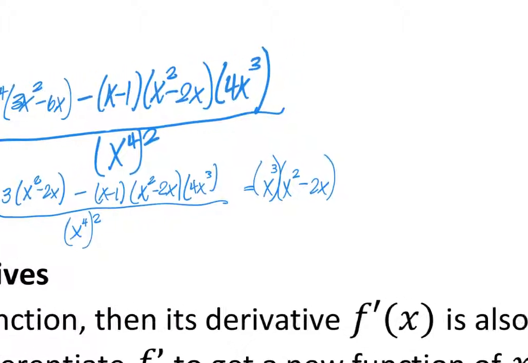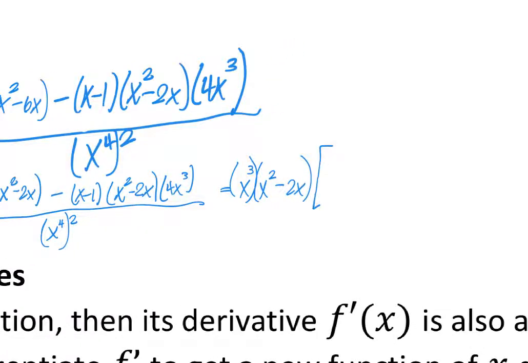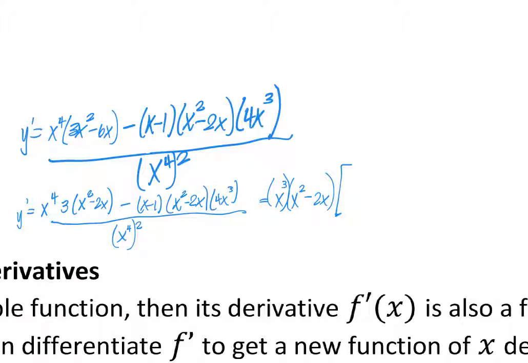And I would be left with, okay, so bear with me, and I'm going to put what I'm left with in brackets. So since I'm pulling out an x cubed and an x squared minus 2x, if I'm pulling out an x cubed from x to the fourth, that's right here, I'm left with just an x. So I'm taking 3 x's away from the 4 x's, okay? And then if I take an x squared minus 2x away from this, I'm just left with that 3.